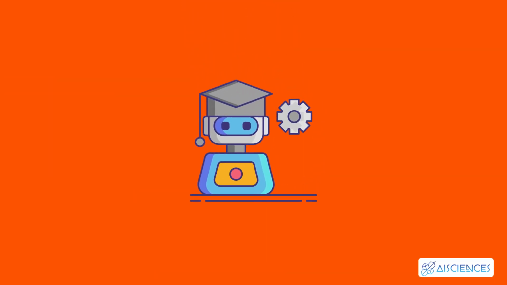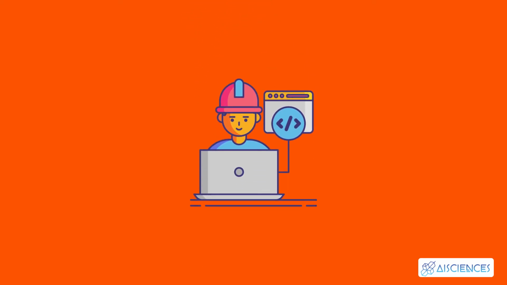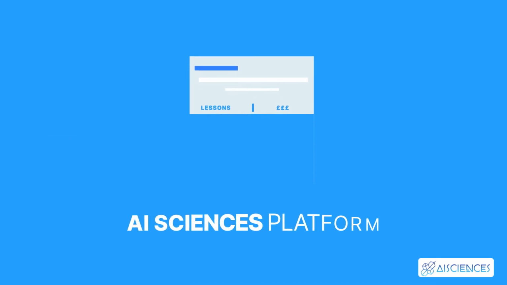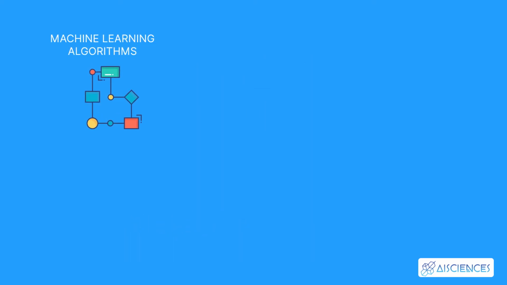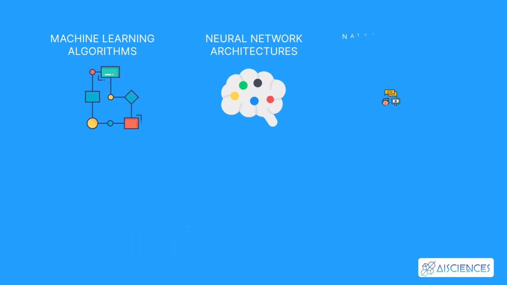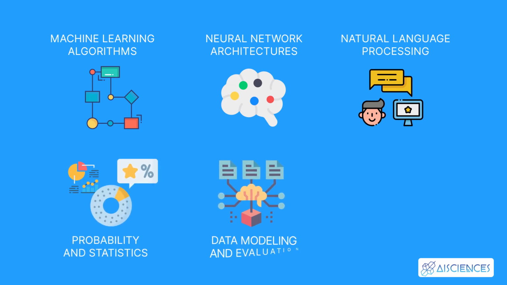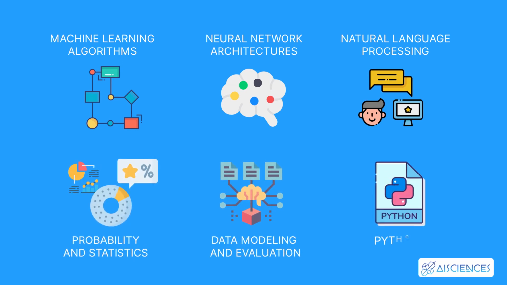Now that you've looked at the roles and responsibilities of a machine learning engineer, let's see the courses you'll need to pursue to become a machine learning engineer. How to become a machine learning engineer. The machine learning courses on the AI Sciences platform provide you with a solid foundation in machine learning algorithms, neural network architectures, natural language processing, probability and statistics, data modeling and evaluation, and Python.